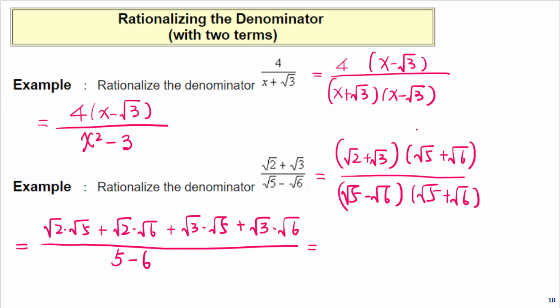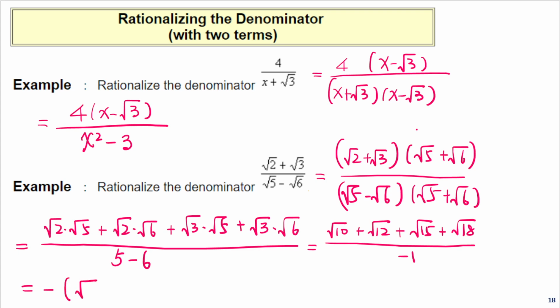So this will give us square root 10 plus square root 12 plus square root 15 plus square root 18 over -1, right? And this can be further simplified to negative square root 10 plus 2 square root 3 plus 15 plus 3 square root 2. Did you get it?